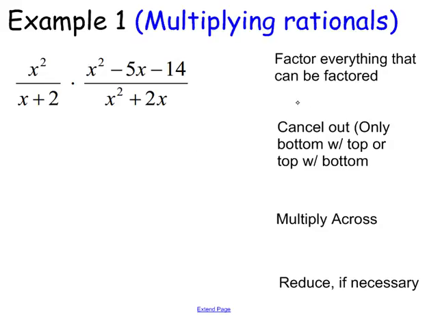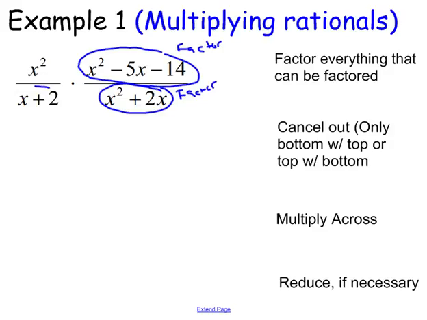We're going to begin by factoring everything that can be factored. So this we could factor. And this we could factor. This here, I'm going to do that in a different color. This cannot be factored. So you just leave it like that.